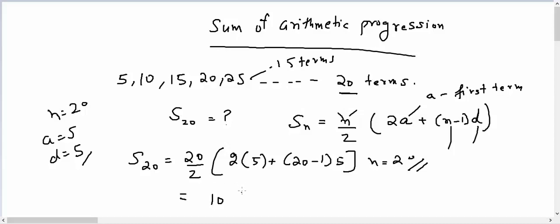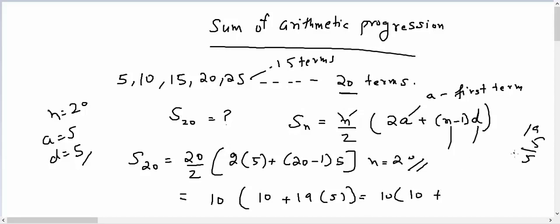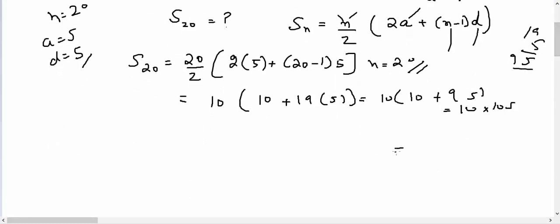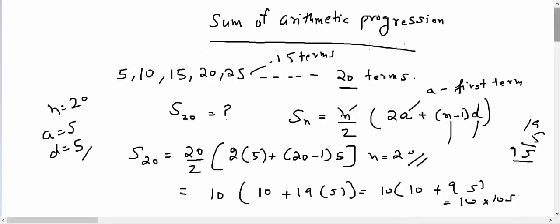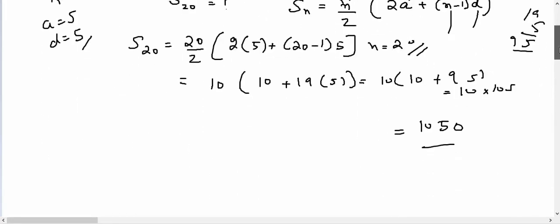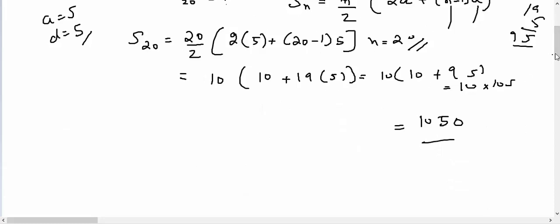20 divided by 2 is 10, so this is 10 times (10 plus 19 times 5). 19 times 5 is 95, so I get 10 times 105, which is equal to 1050. So the sum of 20 terms of this arithmetic progression is equal to 1050.